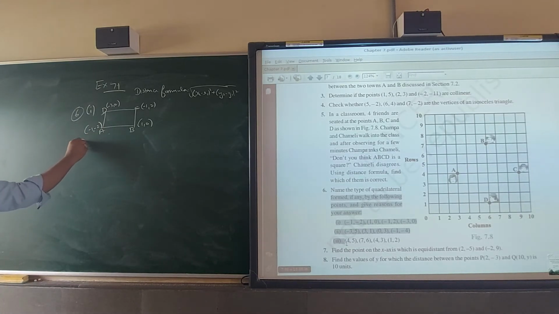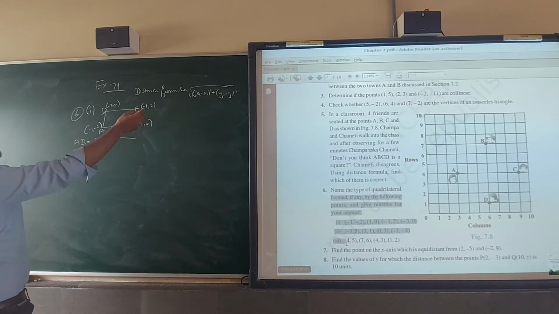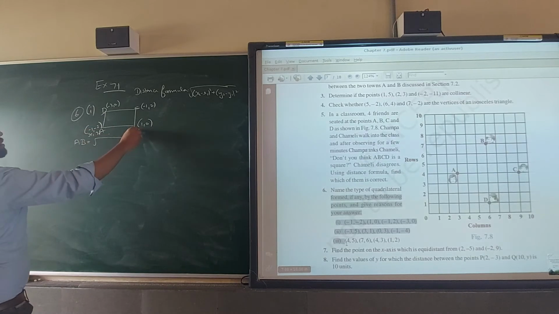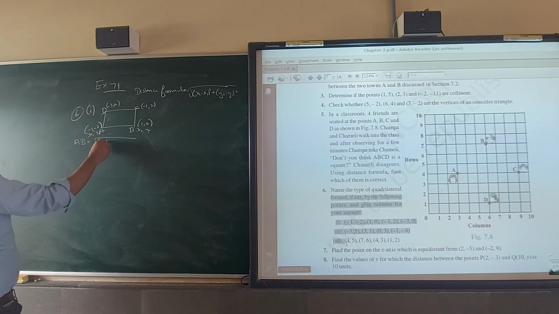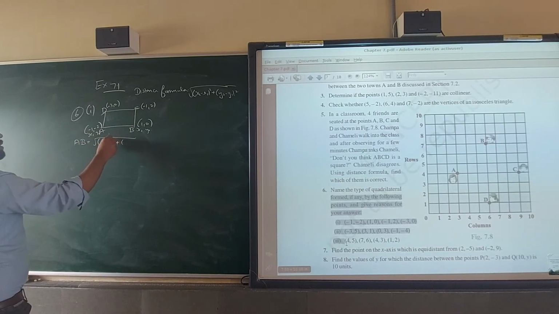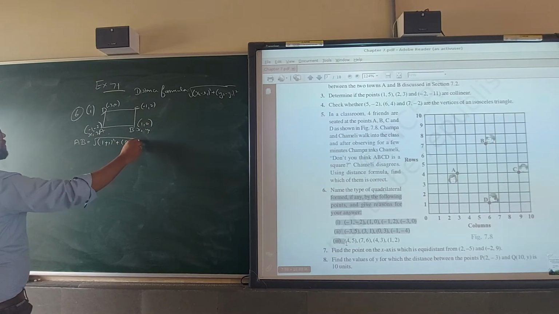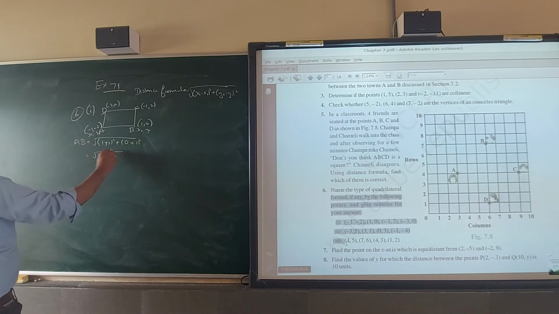Find the distance between AB. Now I will find directly x2 minus x1, with x1 y1 and x2 y2. Now 1 minus -1 will be +1, plus y2 minus y1, 0 minus -2 will be plus, so it will be 2 square. Square of 2 is 4, 4 plus 4, root 8 unit.